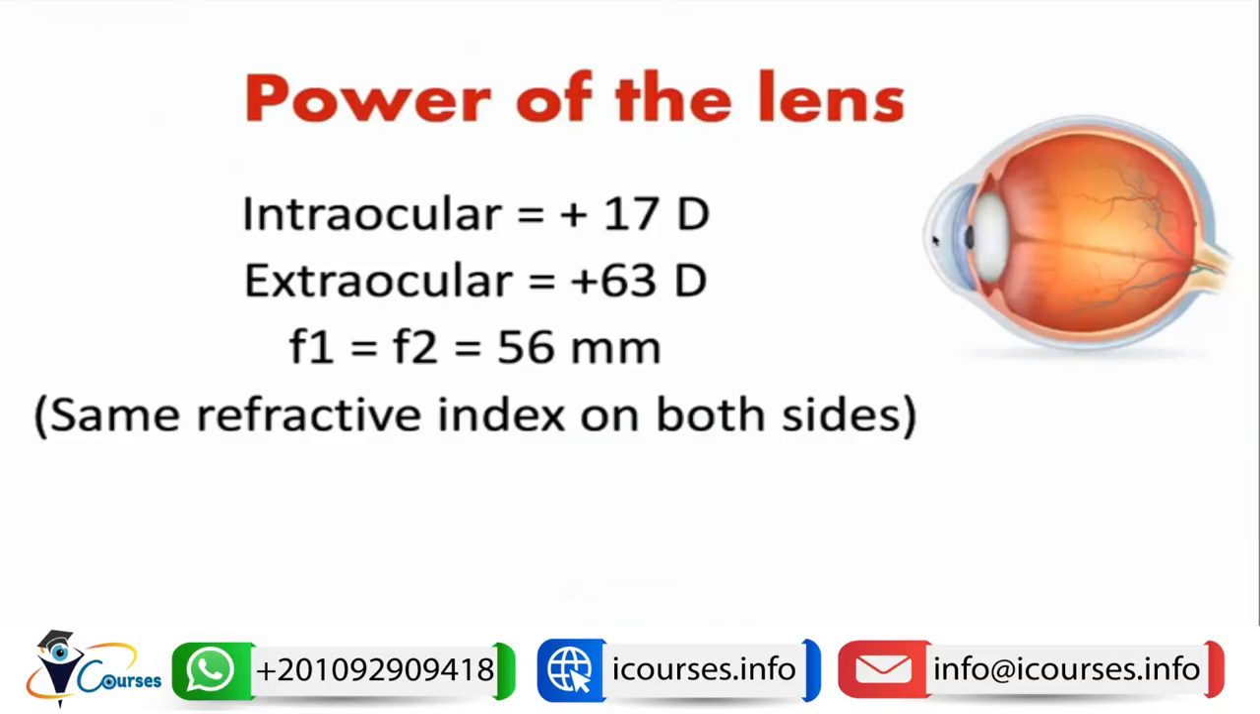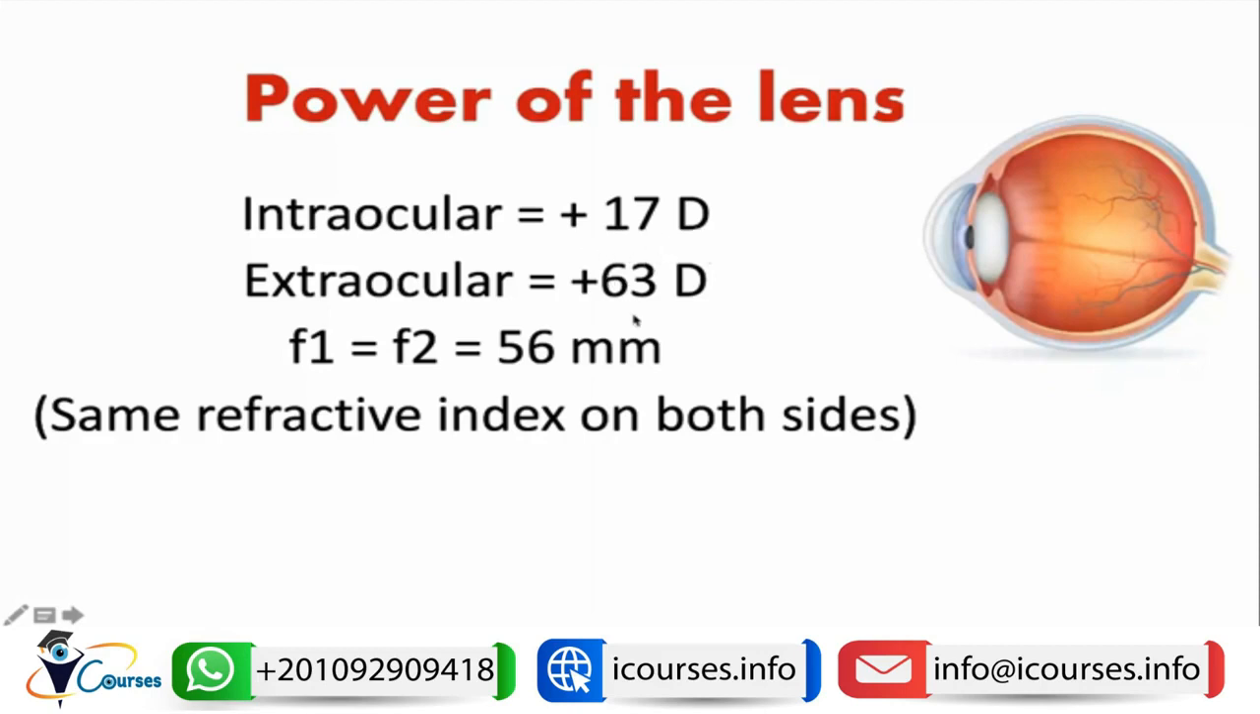Since we calculated the power of the cornea, we knew that the formulas used for calculation of the power of lenses are not of importance to us. But we need to know that the power of the lens is different according to whether it is intraocular, in vivo, or extraocular, in vitro. This is because of the effect of the zonule. The zonule acts to flatten the lens. This flattening causes the refractive power of the crystalline lens to decrease dramatically, so it will be only plus 17 diopters.